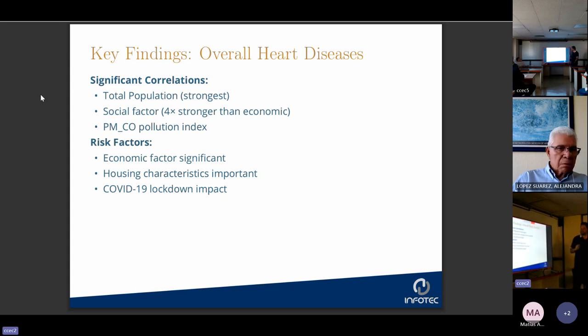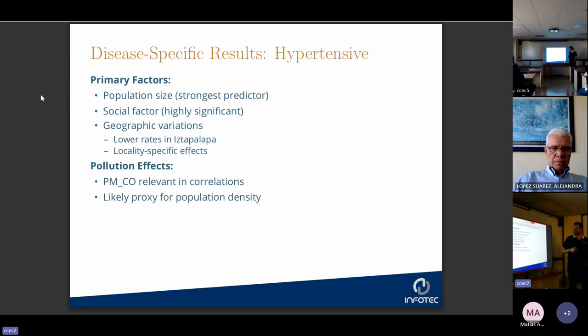About these results, you can see that we modeled in many studies CES, but we found that both CES and air pollution have an impact on the number of hospitalizations. And in some cases, we found that, at least in this kind of disease, the social factor is very important, more than the economical factor in the number of hospitalizations.